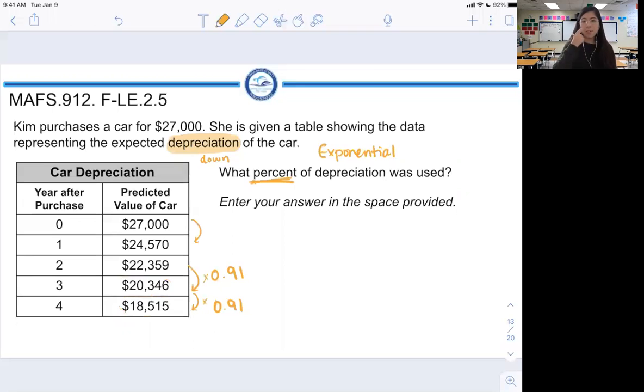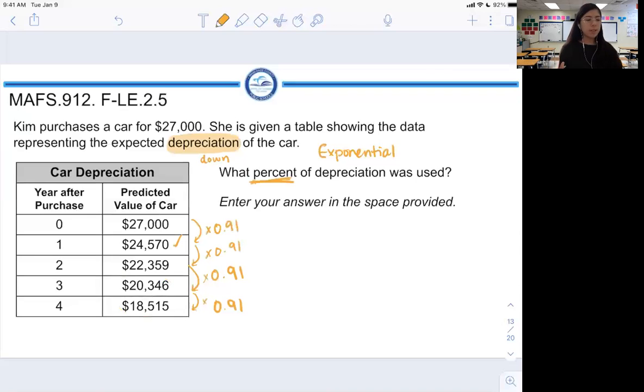So you can try this out on your own now just to double check. What's 27,000 times that number, 0.91? Do you get the right thing? $27,000 times 0.91. Does that work out? Yeah, we get 24,570. So I know that this is good. This is my rate times 0.91 every single time.